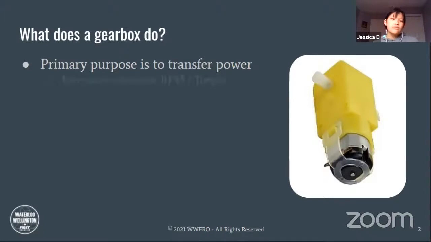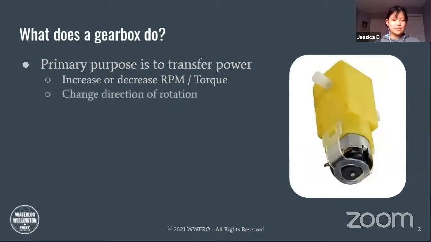While you're transferring that power, there are some things you can do. For example, you can increase or decrease the rotations per minute, RPM, or the torque. Rotations per minute you can think of as speed, and torque is essentially rotational force. If you don't know what torque is, don't worry, we'll cover that later on in this presentation. You can also change the direction of rotation, clockwise or counterclockwise. And you can also change the axis of rotation, which you can think of as the line that goes through the center of something that's rotating, about which a part or an object rotates.